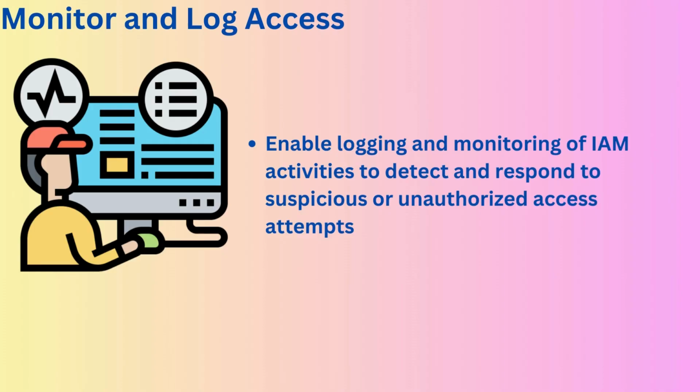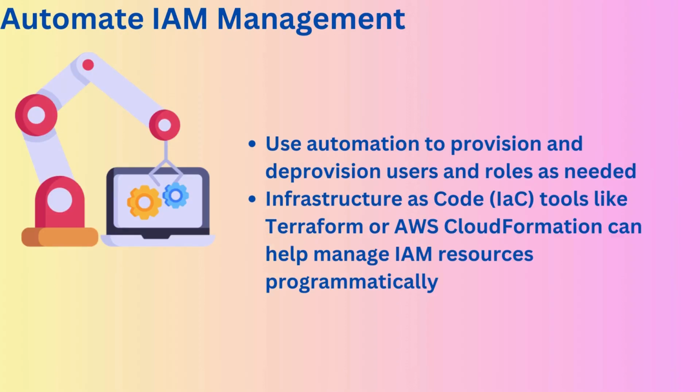Monitor and log access. Enable logging and monitoring of IAM activities to detect and respond to suspicious or unauthorized access attempts. Automate IAM management. Use automation to provision and deprovision users and roles as needed. Infrastructure as code. IaC tools like Terraform or AWS CloudFormation can help manage IAM resources programmatically.